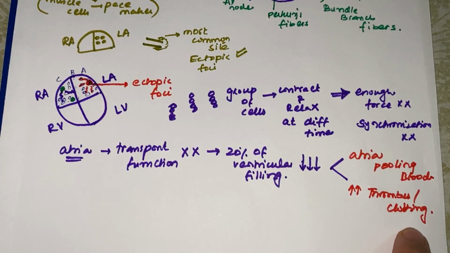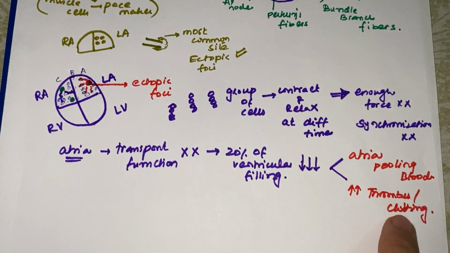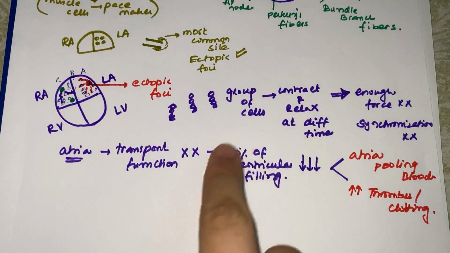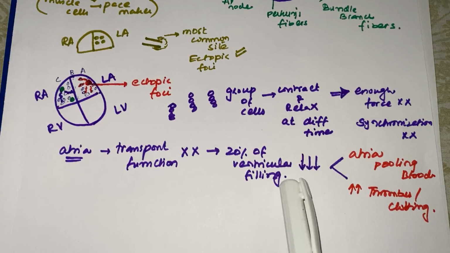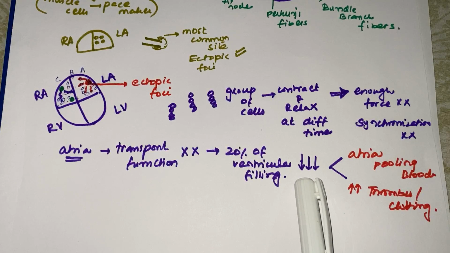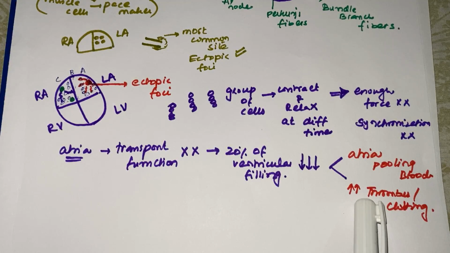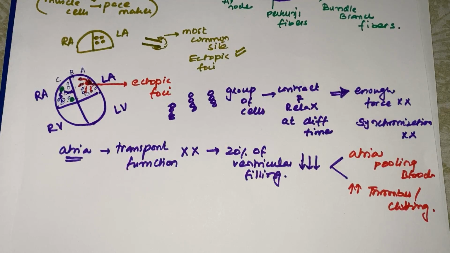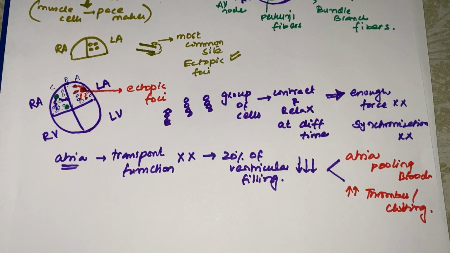So this is what occurs within the atria. Two problems: blood is pooling within the atria, thrombus or clot formation is occurring, and thirdly, the 20% of active ventricular filling is now not occurring sufficiently. Fine. So these are the three changes which occur within the atria. Now talking about the ventricles. Fine. What will happen to the ventricles?